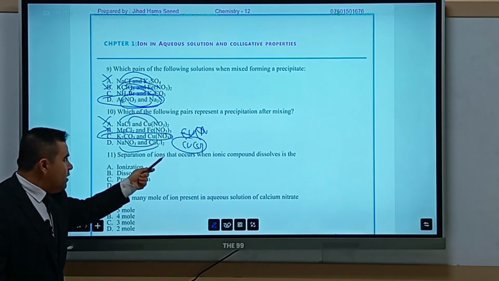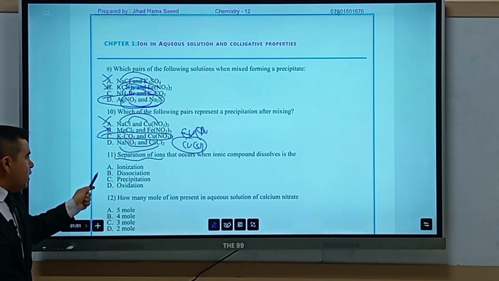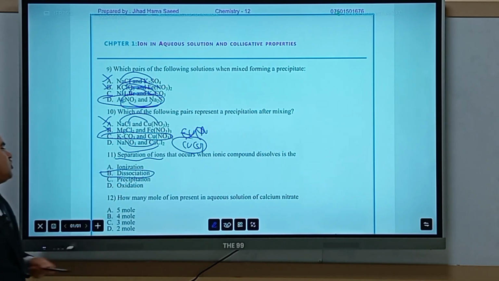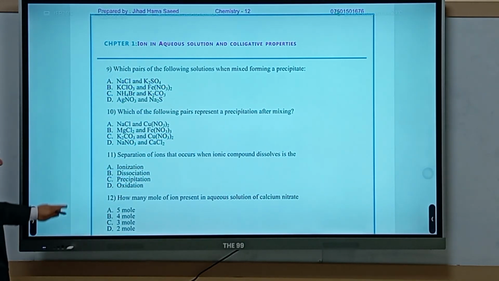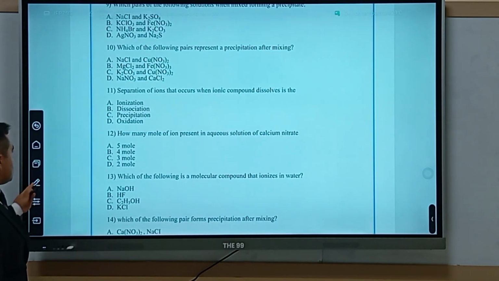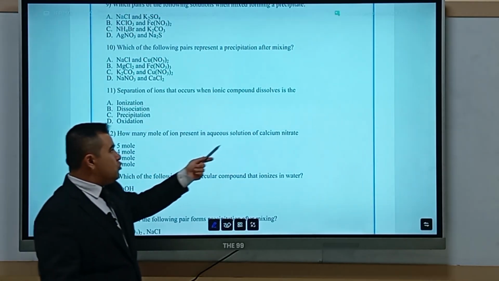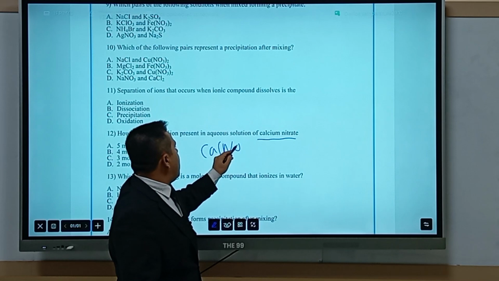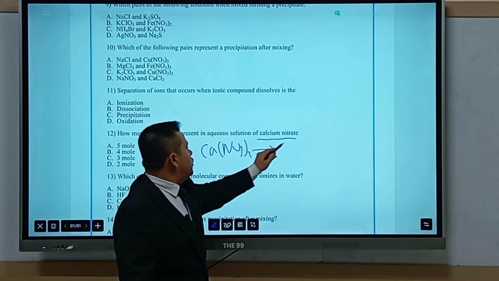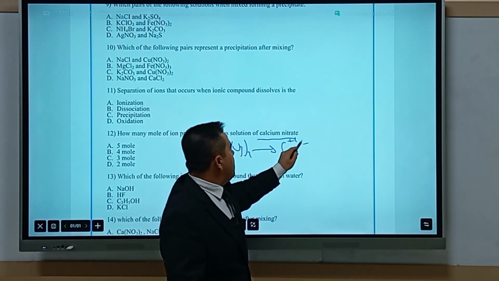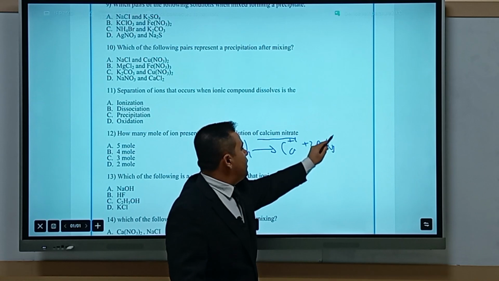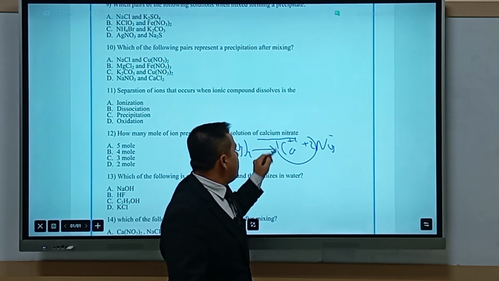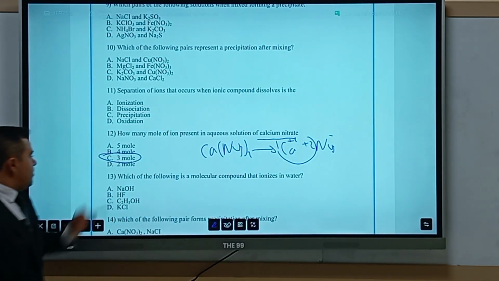Separation of ions. Whenever it talks about the separation of ions, there should be dissociation, guys. And how many moles of ions are present in total in an aqueous solution of calcium nitrate? Calcium nitrate produces 1 calcium plus 2 nitrates, so totally 3 moles of ions.